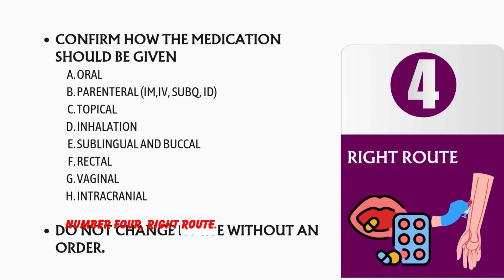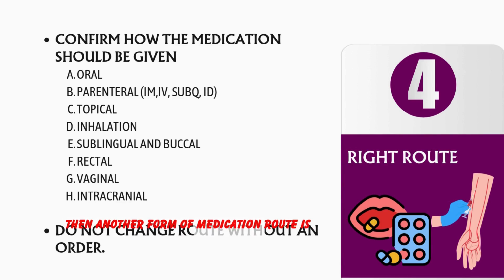Number 4, right route. Confirm how the medication should be given. And we have so many routes of medication. We have A, oral, B, parenteral. The parenteral means IM, IV, sub-Q, ID. IM means intramuscular, which is maybe you give it to the buttocks or to the thighs. IV means intravenously, where you give it through the veins. Sub-Q means subcutaneously, so we'd give it to the subcutaneous part of the skin, while ID means intradermal. That means we're giving it to the dermal part of the skin.